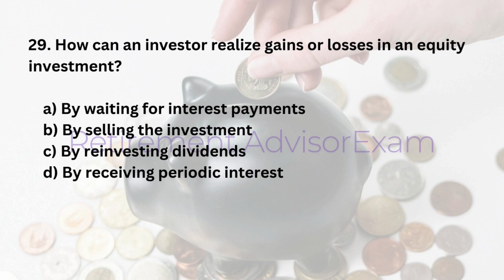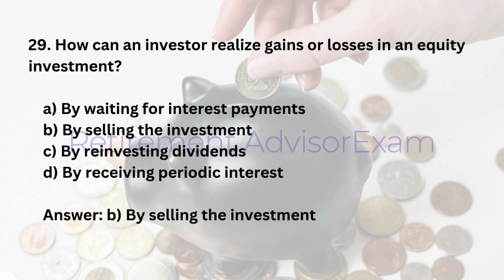29. How can an investor realize gains or losses in an equity investment? A. By waiting for interest payments. B. By selling the investment. C. By reinvesting dividends. D. By receiving periodic interest. Answer: B. By selling the investment.